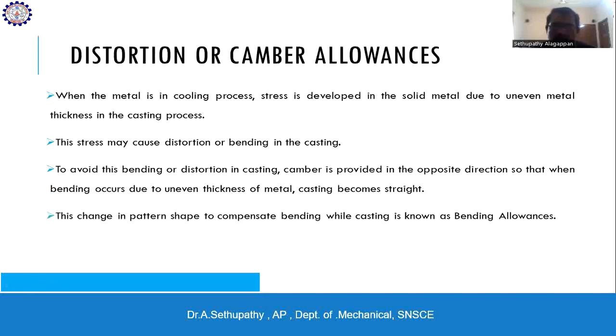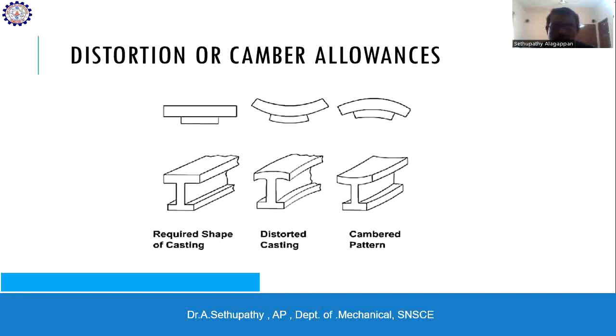Then distortion and camber allowances. When the metal is in the cooling process, stress is developed in the solid metal due to uneven metal thickness in the casting process. This stress may cause distortion or bending in the casting. To avoid this, camber is provided in the opposite direction, so that when bending occurs due to the uneven thickness of metal, the casting becomes straight. This change in pattern shape to compensate for bending while casting is known as the bending allowance.